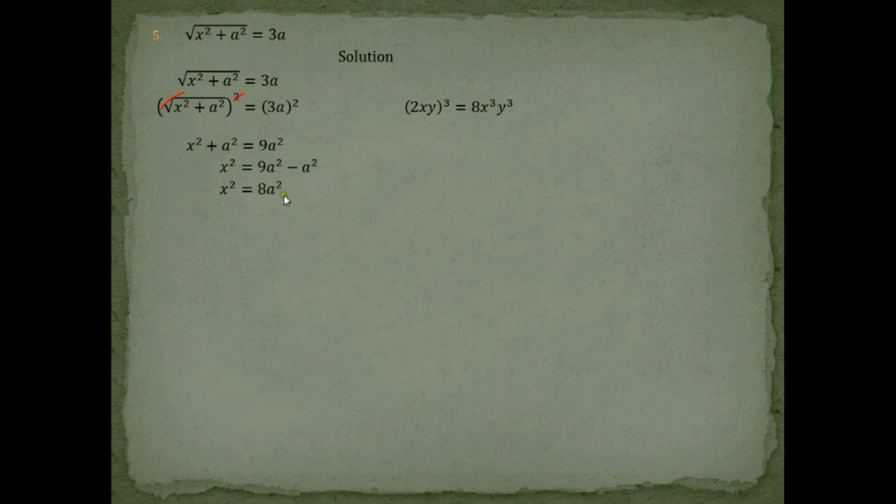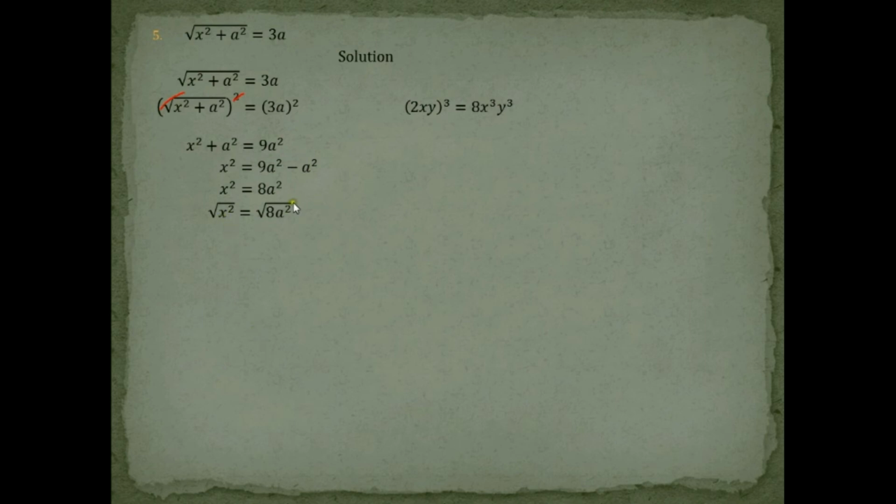So 9a squared minus a squared, that's going to be 8a squared. Then you're having a squared. Remember, what do you do? You square root both sides. Once you square root both sides, this square is going to cancel out the square root. Then what happens? That means you're going to be having x left right there.